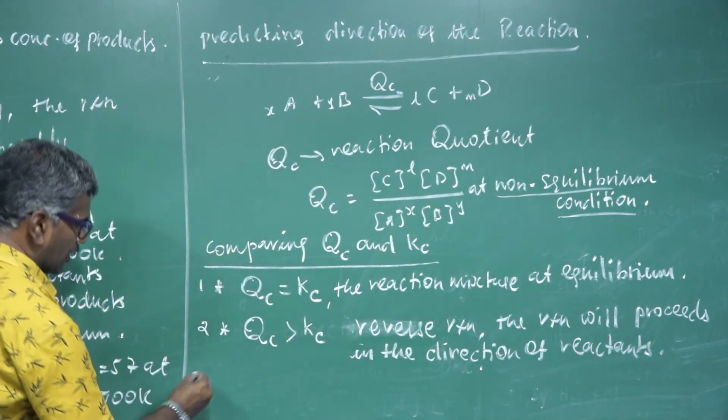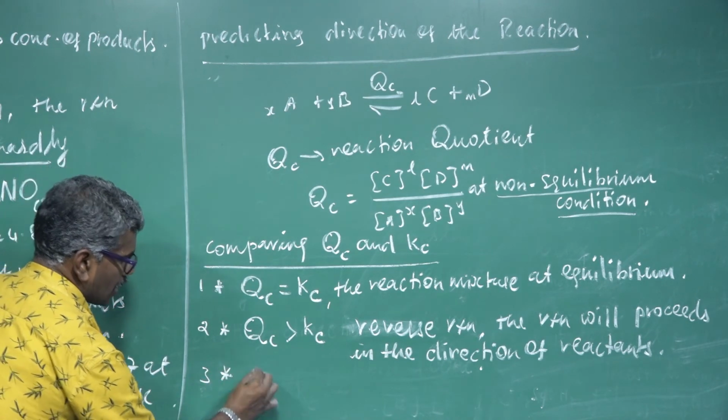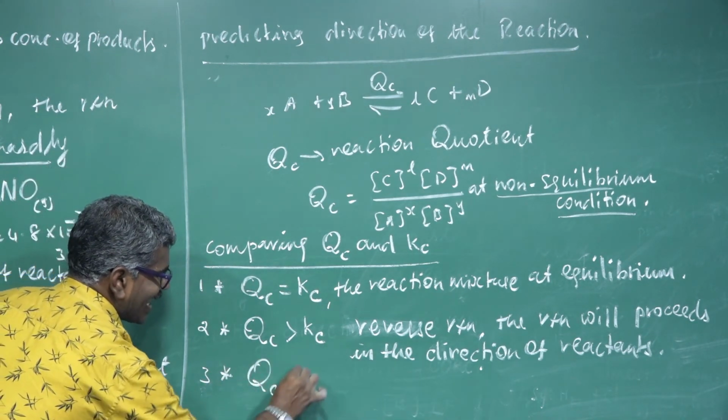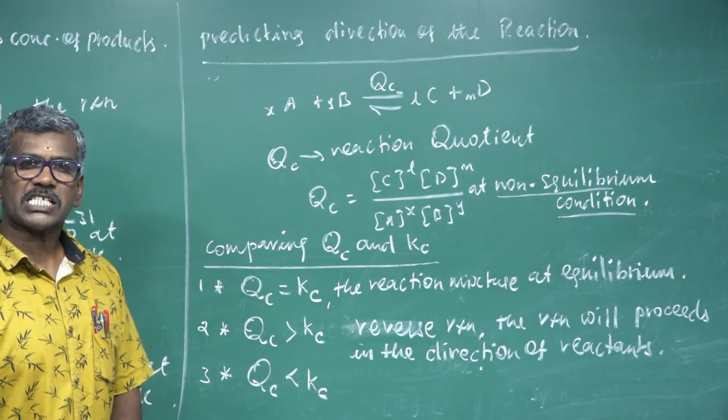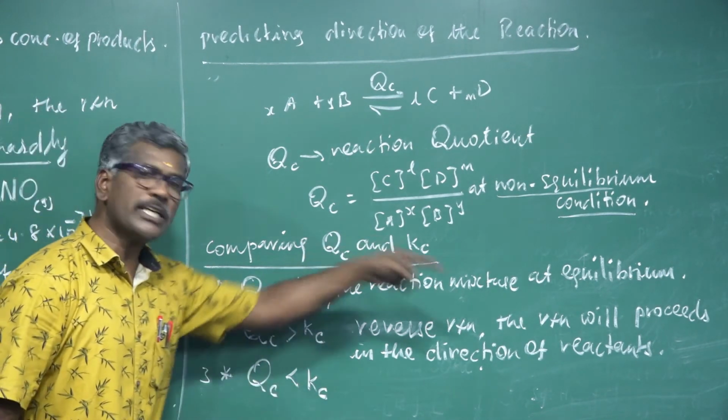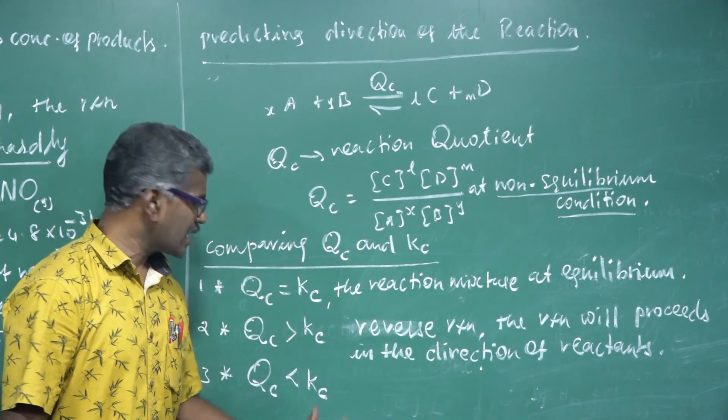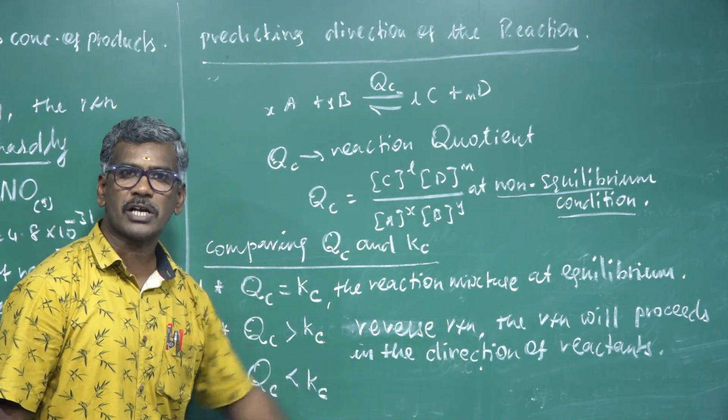Point number 3: Qc lesser than Kc. Here the reaction will have more tendency to form the product. This reaction is a forward reaction.